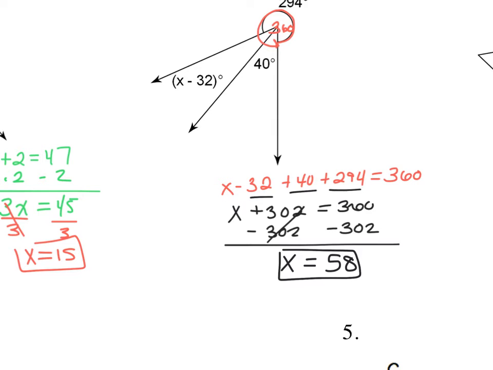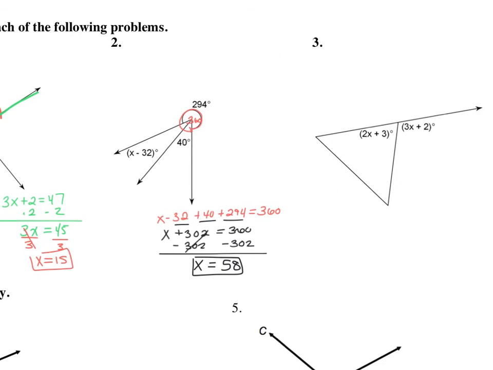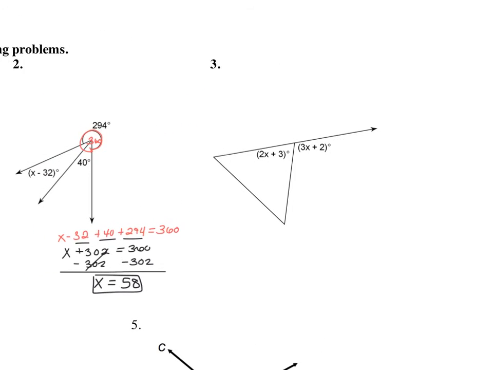If you solve that equation correctly, you should have gotten x to be equal to 58. You combine your like terms of negative 32, 40, and 294 to get 302. To get rid of my positive 302, I subtract 302 on both sides, and I get x equals 58. Now, number 3.